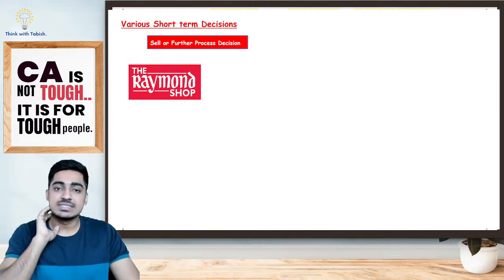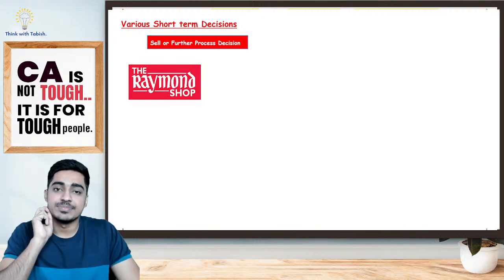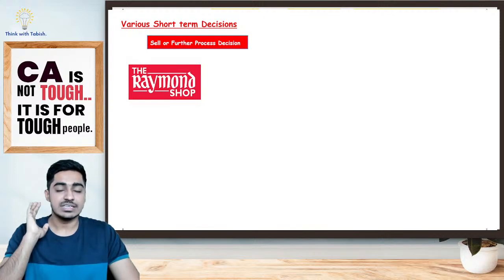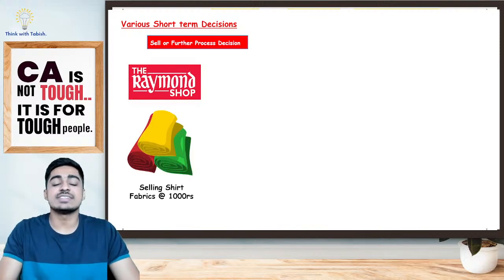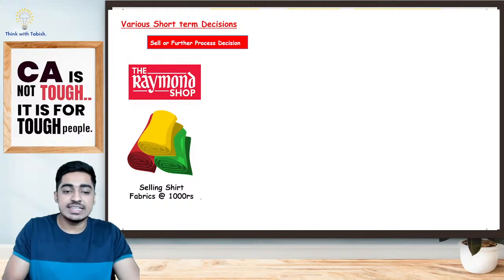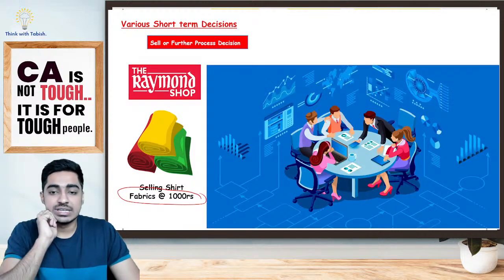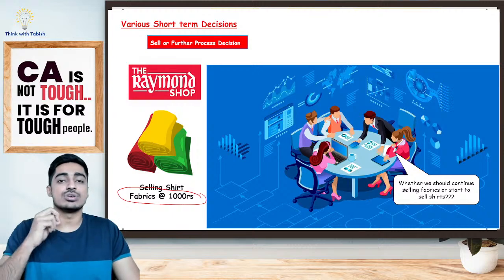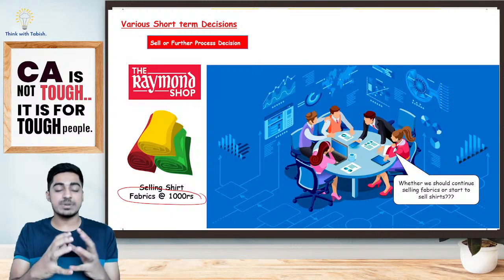Suppose we are Raymond's. So what is Raymond's business, students? Raymond's is in the garments industry. Initially, they began by manufacturing fabrics, selling the fabrics. Assume at present they are selling the fabrics at 1,000 rupees. Now they have a business proposal. They are thinking, should we sell the fabrics as they are or should we make a shirt out of it and sell it?